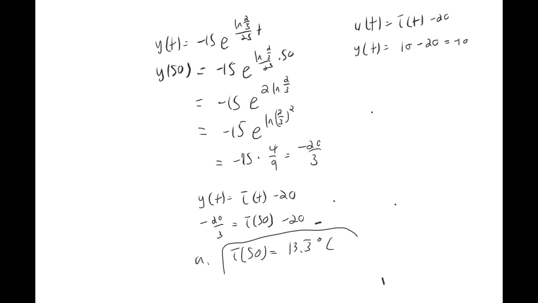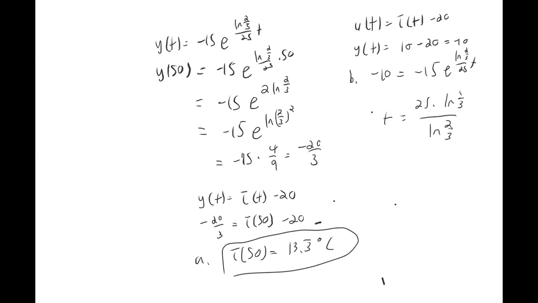For part B, you just equate it, and then you solve. 25t, and then whatever this is, right? So I'll just write the answer. T is 25 times ln of a third. If you solve, you're going to get this.